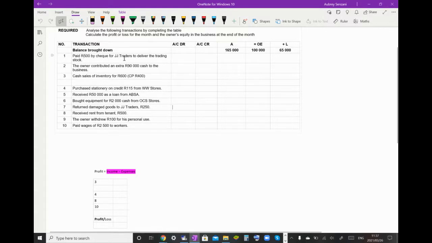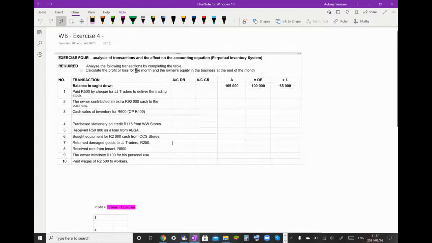Paid 500 by check to JJ Traders to deliver the trading stock. First and foremost, analyze the following transactions by completing the table, calculate the profit or loss for the month and the owner's equity in the business at the end of the month. They've already plugged in these balances for us, thankfully. So number one, paid 500 by check to JJ Traders to deliver the trading stock. How do we treat this transaction?